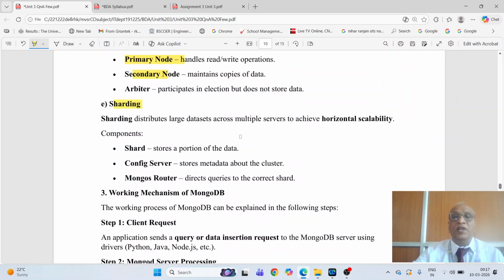Coming to sharding, which indicates distribution of large data sets across multiple servers to offer horizontal scalability. Here you have components: shard, config server, Mongos routers. Here the config server will be storing the metadata about the cluster. Mongos router will be directing the queries to the correct shard.